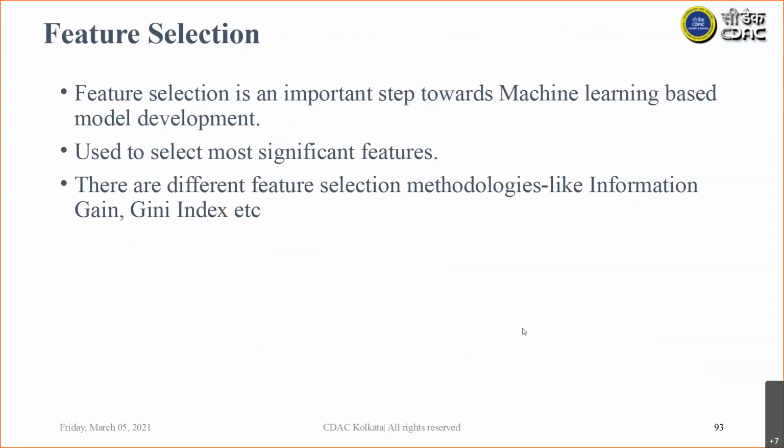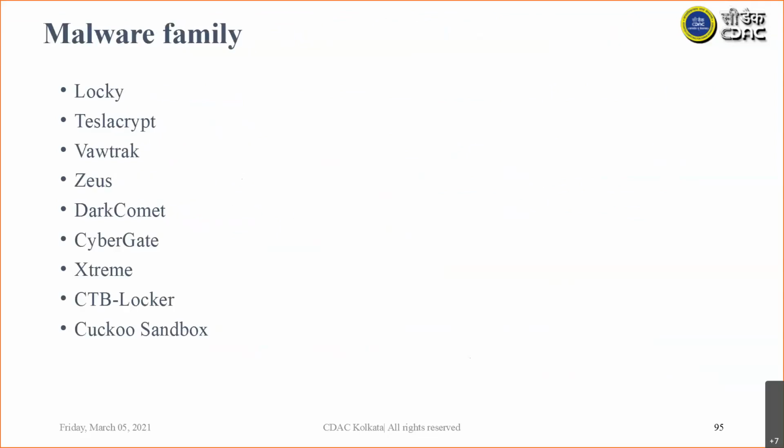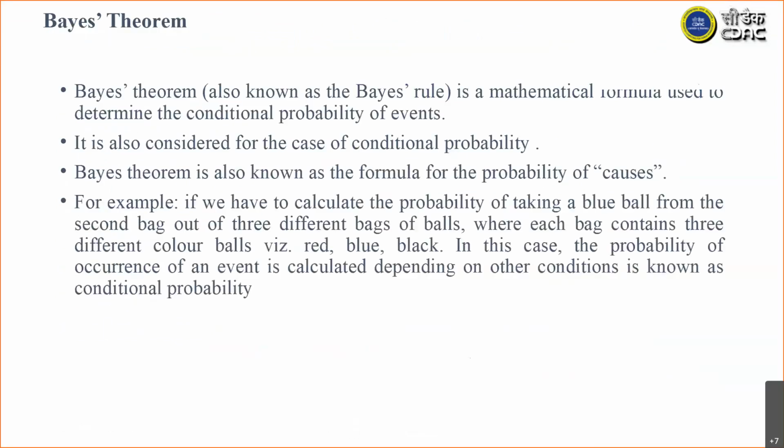A subset of the most important machine learning algorithms we can go for are k nearest neighbor, support vector machine, naive Bayes, and J for a decision tree and random forest. There are different malware families also. I have just listed them, and after this there are different data mining tools. Time is very short, so I'll just conclude with an overview.